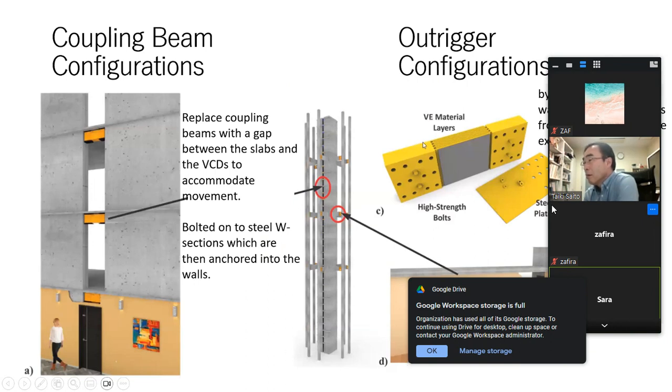Coupling beam configuration and outrigger configuration. For the coupling beam configuration, coupling beams are commonly used to couple structural walls and increase the stiffness of the lateral load resistance system under large seismic loads, providing stable energy dissipation.